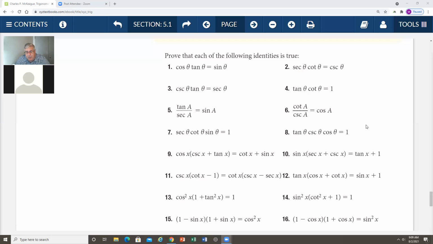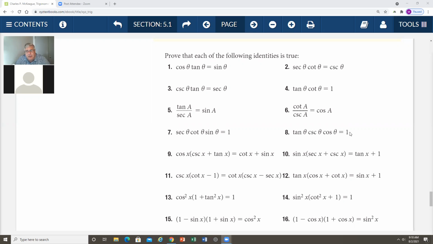Now in section 5.1, I will probably assign most of the odd problems here. But I strongly recommend, if you want to really become sharp at proving identities, I would try to do some, if not all, of the even problems too. Seriously. That way, ladies and gentlemen, if you do all these problems, odd and even, you will have subjected yourself to so many different looks, whereby you're going to become very experienced. And there is no substitute for experience, and you get experience by working hard at something.